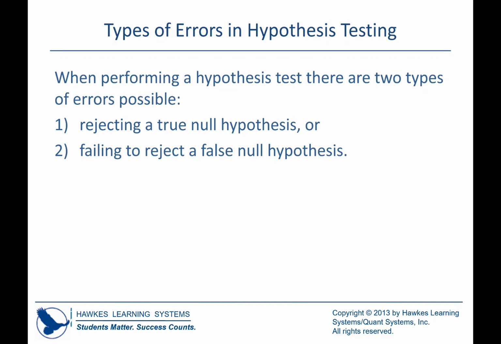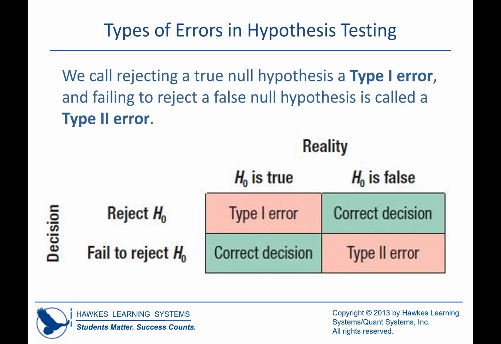Here's a little picture there. Okay? So if the null hypothesis is true and we reject it, that's a type 1 error. If the null hypothesis is false and we fail to reject it, that's a type 2 error. So what we want to happen is we want to reject a false null hypothesis and we want to fail to reject a true null hypothesis, right? Those are the two things we want to happen.